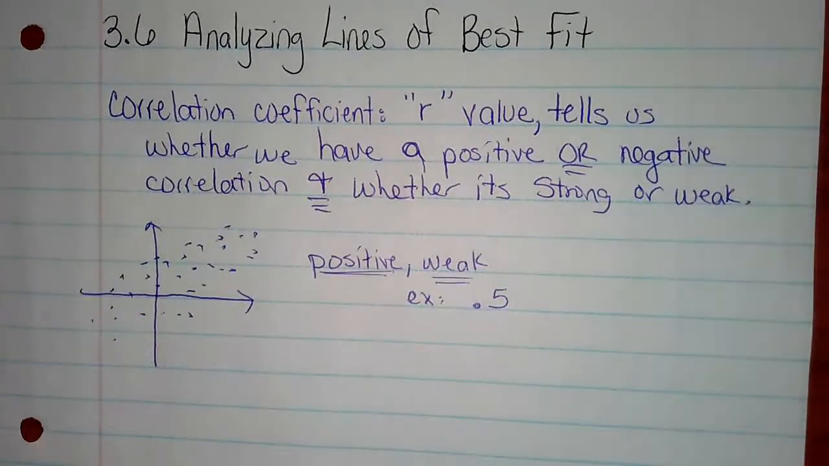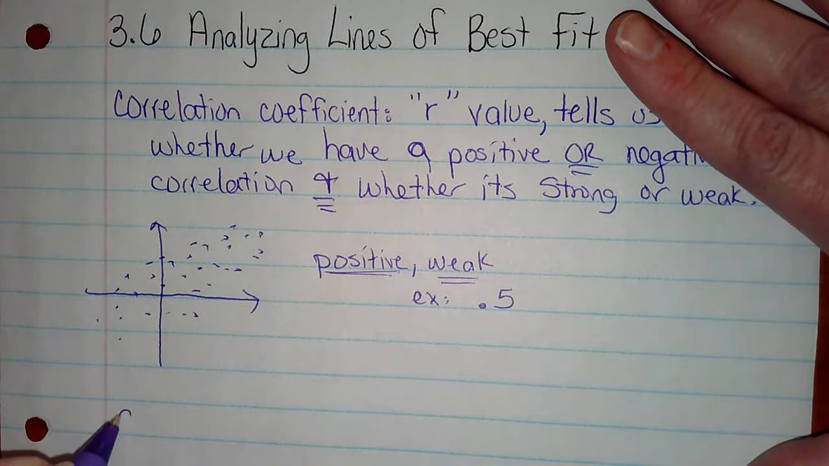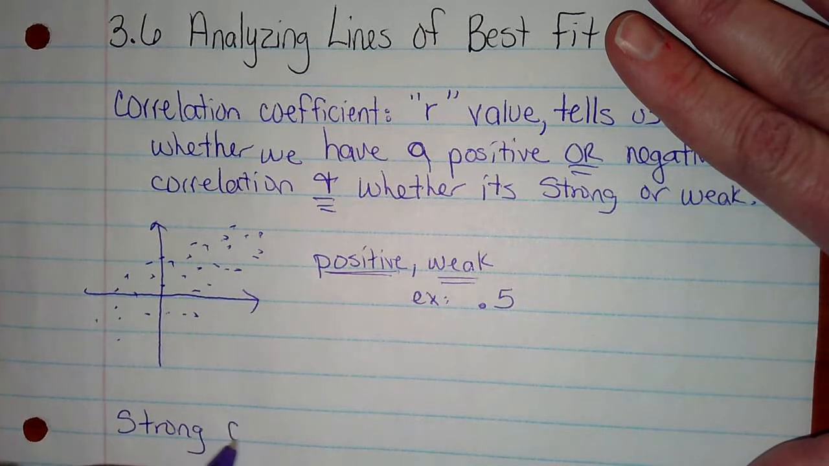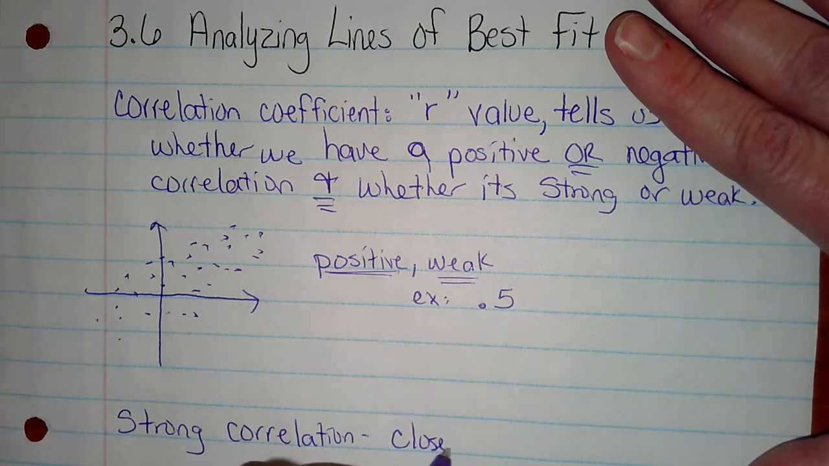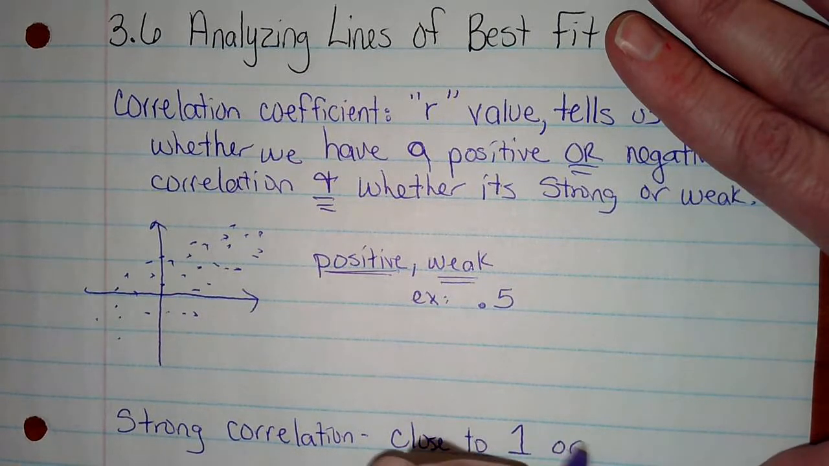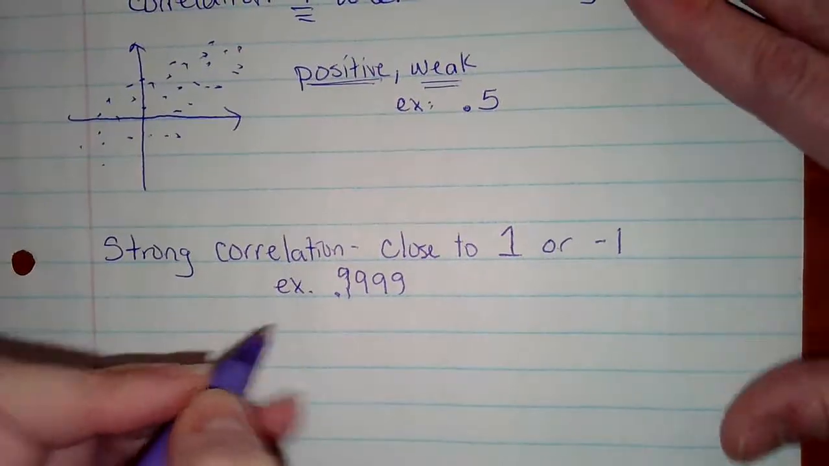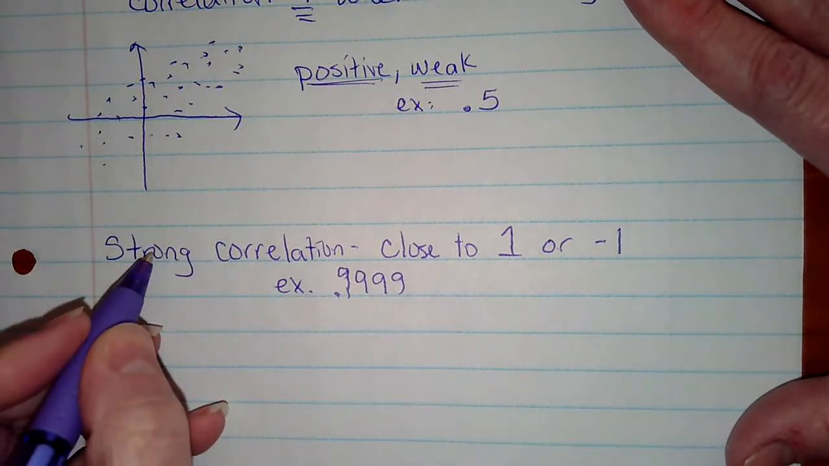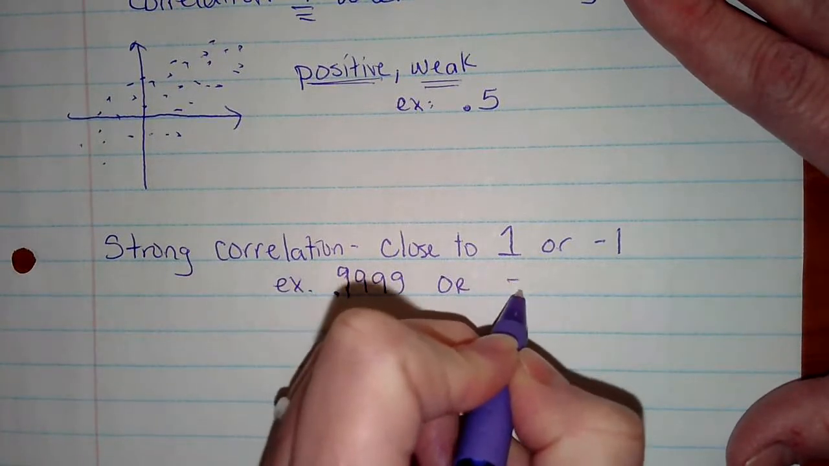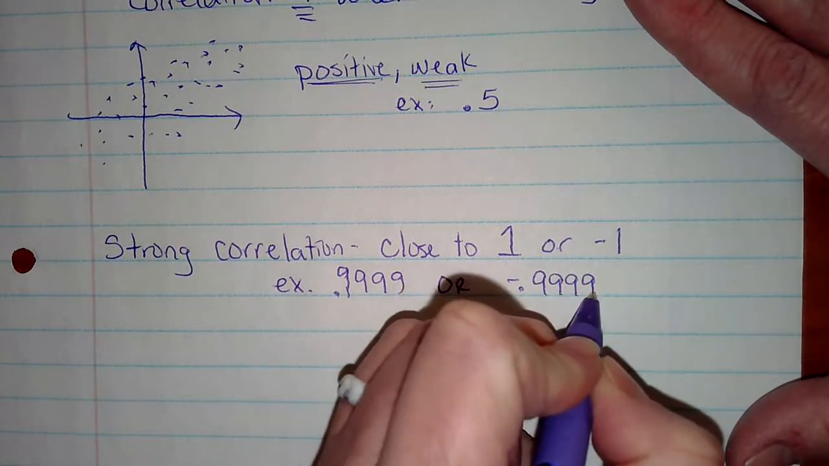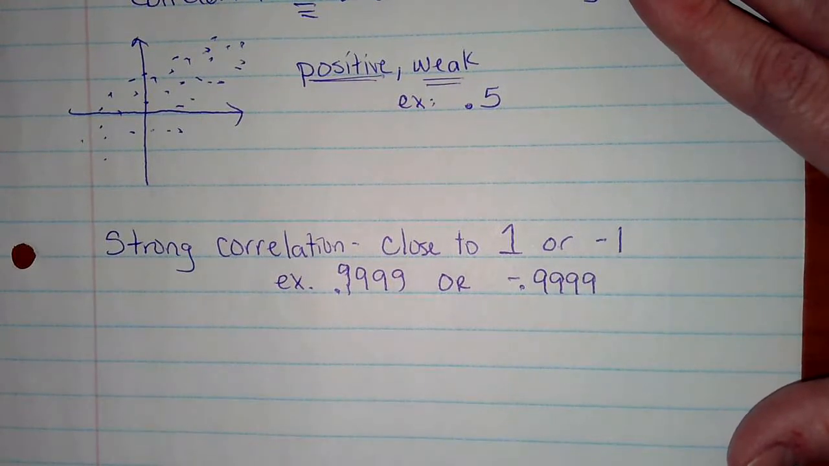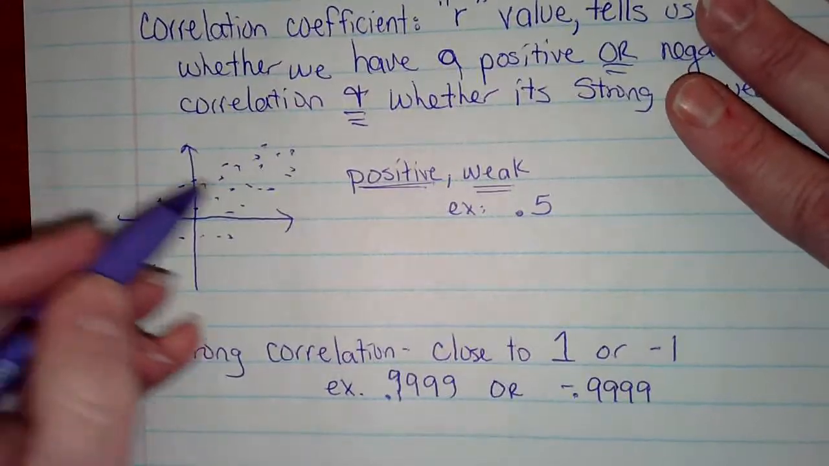So what we want is a strong correlation. What we have is close to 1 or negative 1. For example, if I have 0.9999, that's a strong correlation. Or if I have negative 0.9999, that's a strong correlation as well. This would be kind of like this, but going down.